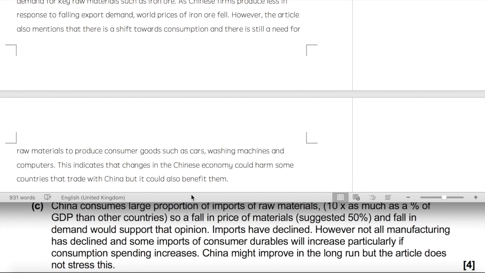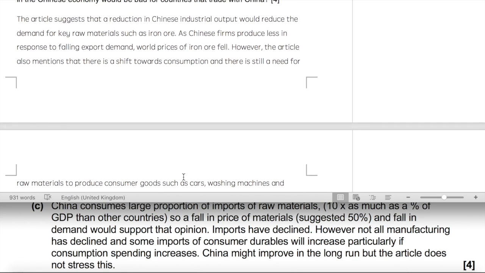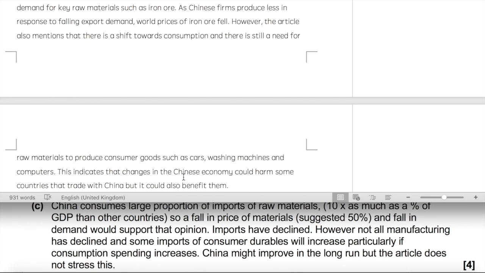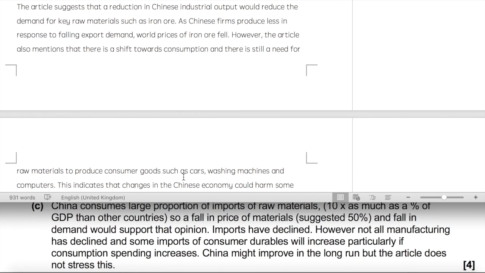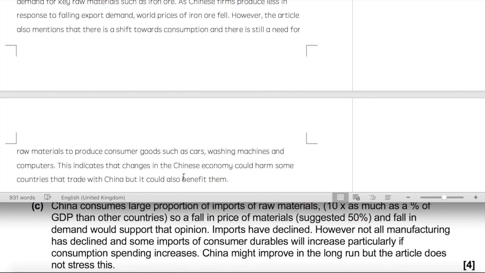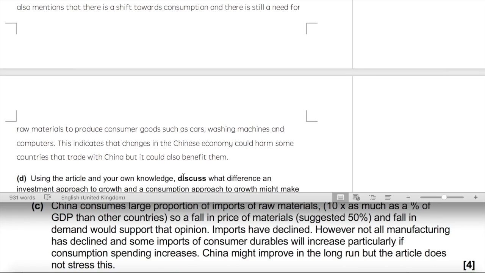So here, I think that it does discuss what is presented in the article. It does address that it could harm some countries, but it does look at the other side. So I would be looking at giving this kind of response 4 marks out of 4, at worst 3 out of 4. And that leaves us with the final question.